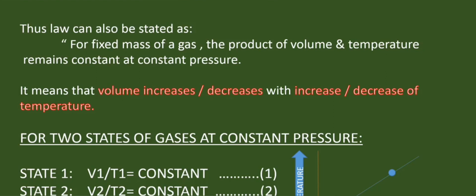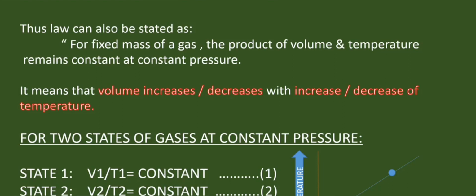For two states of a gas at a constant pressure, let the volume of a gas be V1 at the absolute temperature T1. Then we can write this as V1 by T1 is equal to K, where V1 is the volume of the gas in state 1, T1 is the temperature, and the K is the constant pressure.